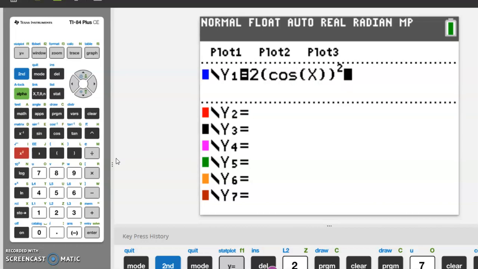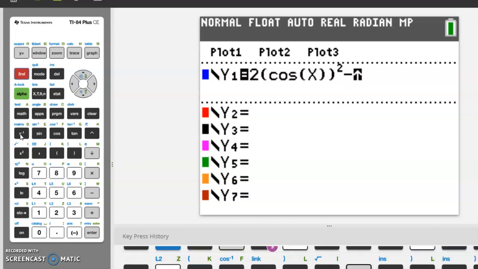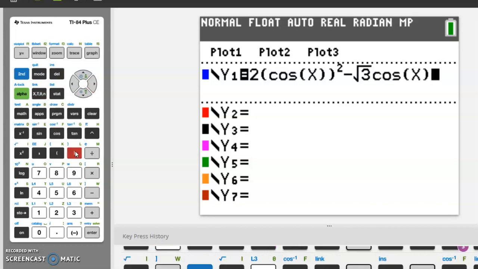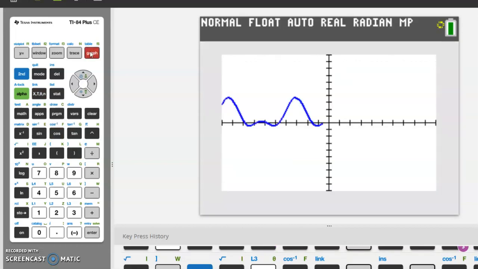So we're going to have 2 cosine squared minus square root of 3 cosine x. There we go. Okay, so you guys are seeing all the different things that could possibly go wrong when you put this in here. Now we've got that in there, and then we're going to hit graph. All right, and you can see that.